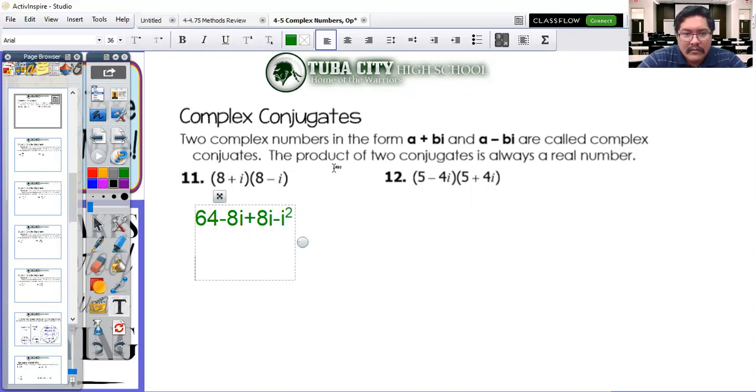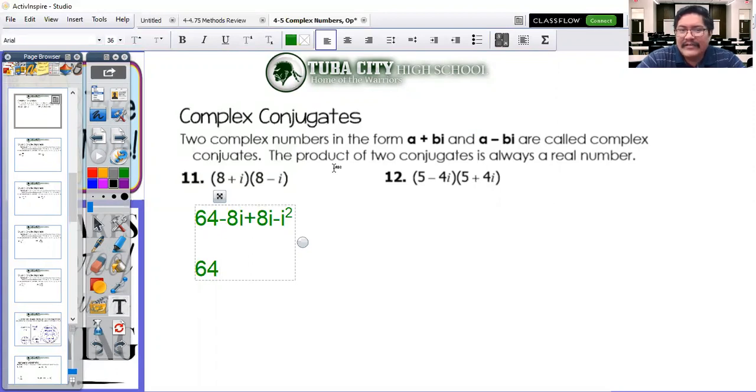Okay, now, what was that about? Well, what does it mean when it says conjugate? So it says two complex numbers in the form of a plus bi and a minus bi are called complex conjugates. The product, which means we multiply them, of two conjugates is always a real number.